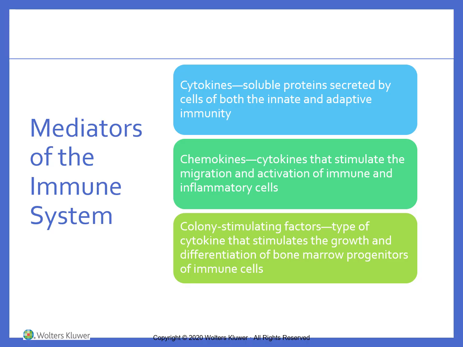So different mediators of the immune system. There are the cytokines, which are those soluble proteins secreted by cells of both the innate and adaptive immune system. So cytokines are short-acting, biologically active soluble substances. They're an essential component of host defense mechanisms, and they are the primary means by which cells of the innate and adaptive immune systems communicate.